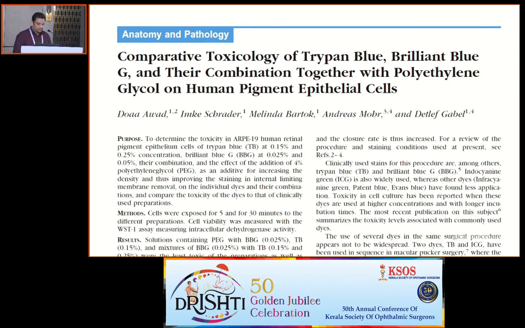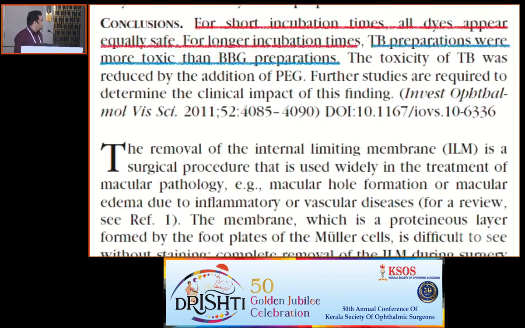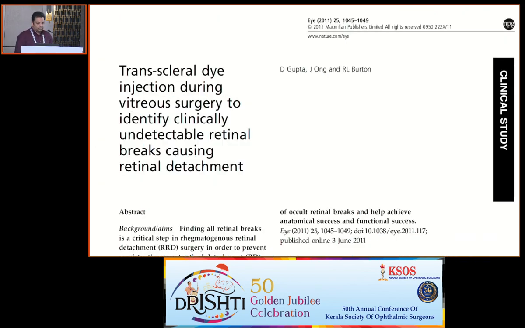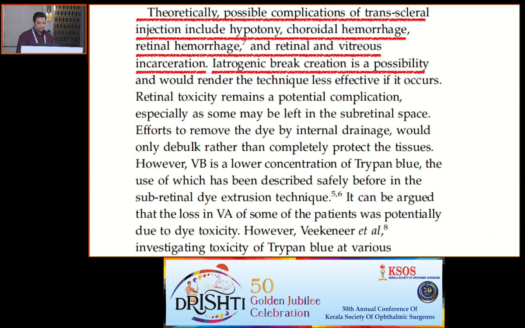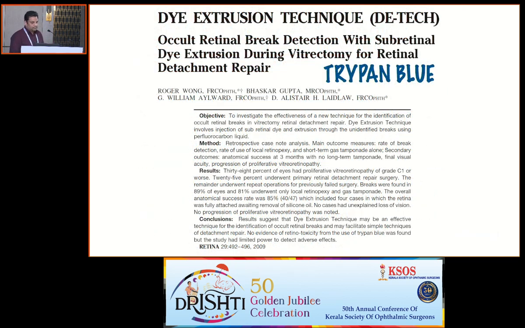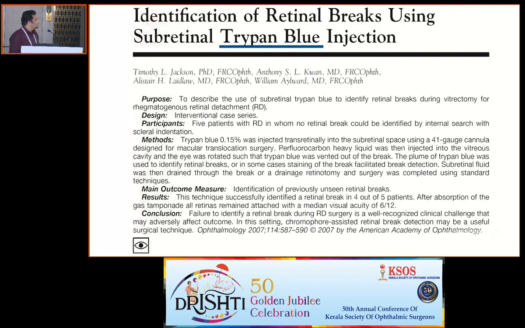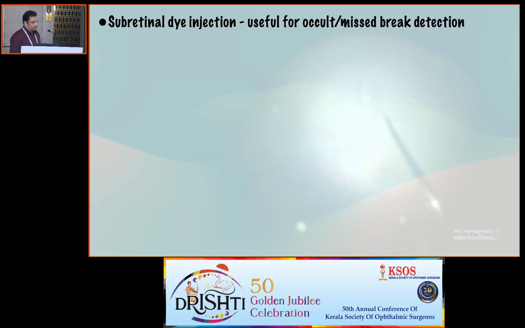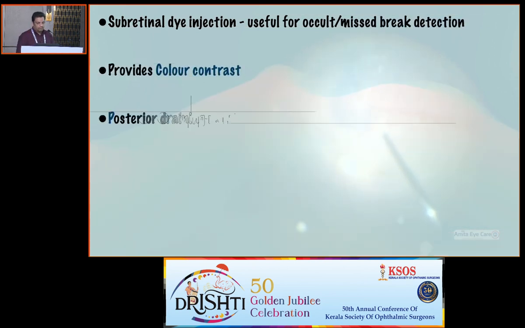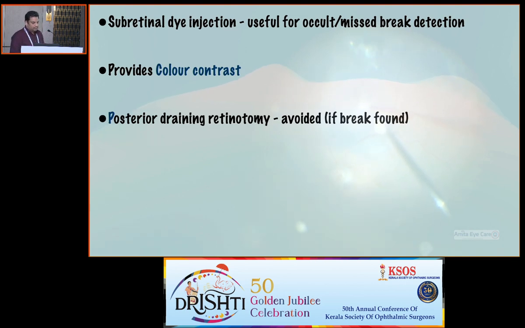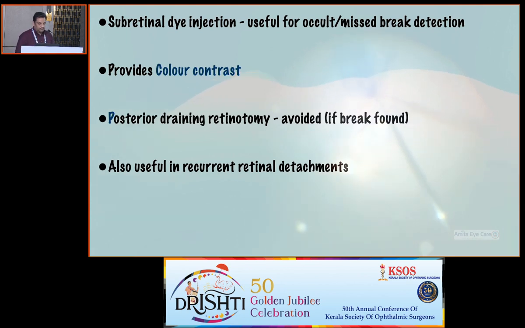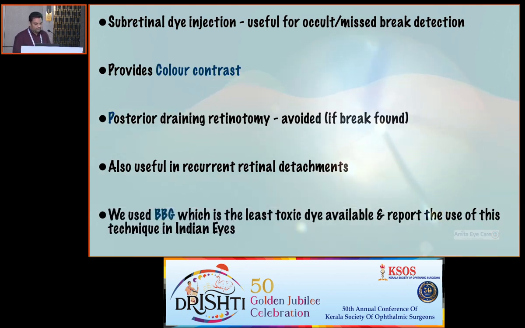We used BBG dye which is the least toxic to the retina as compared to trypan blue or indocyanine green. One study utilized the transscleral route of trypan blue dye injection which can have potential complications. Only 2 other studies exist in literature utilizing trypan blue dye for subretinal injection to detect breaks in primary retinal detachments. To conclude, subretinal BBG dye injection is useful for occult break detection as it provides a color contrast. It helps in avoiding a posterior draining retinotomy and is useful in recurrent detachments where it is difficult to localize a break. We used BBG which is least toxic and report its use for this purpose in Indian eyes.